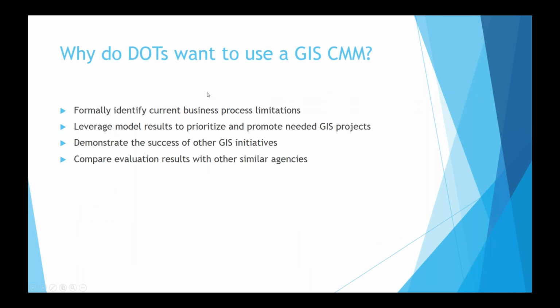So what was the motivation? Why did the DOTs want to use the GIS capability maturity model? A lot of them needed to formally identify their business process limitations. In many cases, the agency or the GIS office had a gut feeling that they needed more resources, but they didn't know how to express that to upper management. How do you justify why you need extra funding or extra people to help you do the work that you need to do?